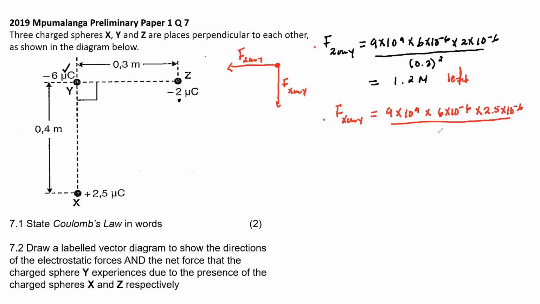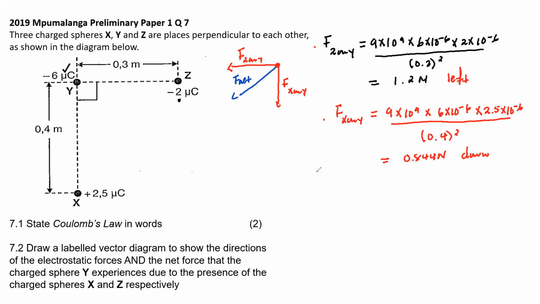All of this divided by the distance between them, 0.4 squared. At the end of the day, I've got 0.844 newtons, and this one will be down. If we're using cardinal points, we'd say south. Now we're looking for our net force. There we are, our net force.